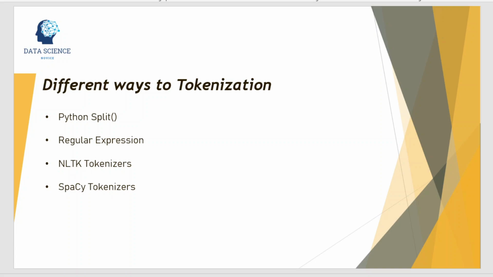We can use different ways to tokenize the text. In the practical section, we will first use Python's inbuilt split method. Then we will use regular expressions, which we talked about in our second video. And finally, we will use two libraries for tokenization.